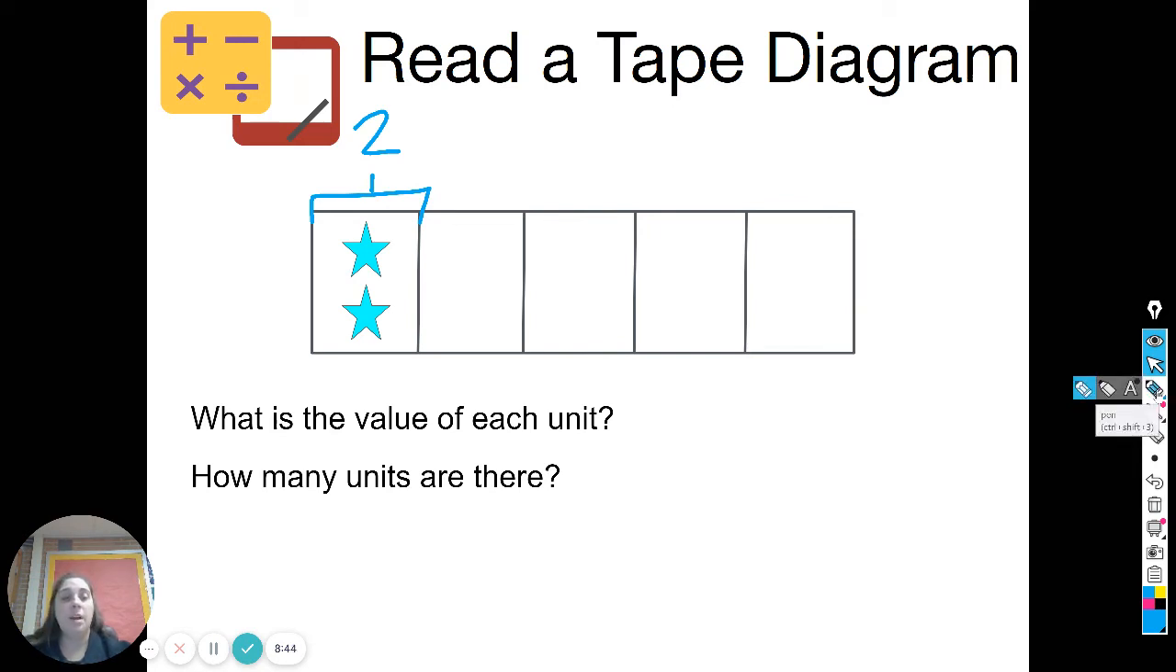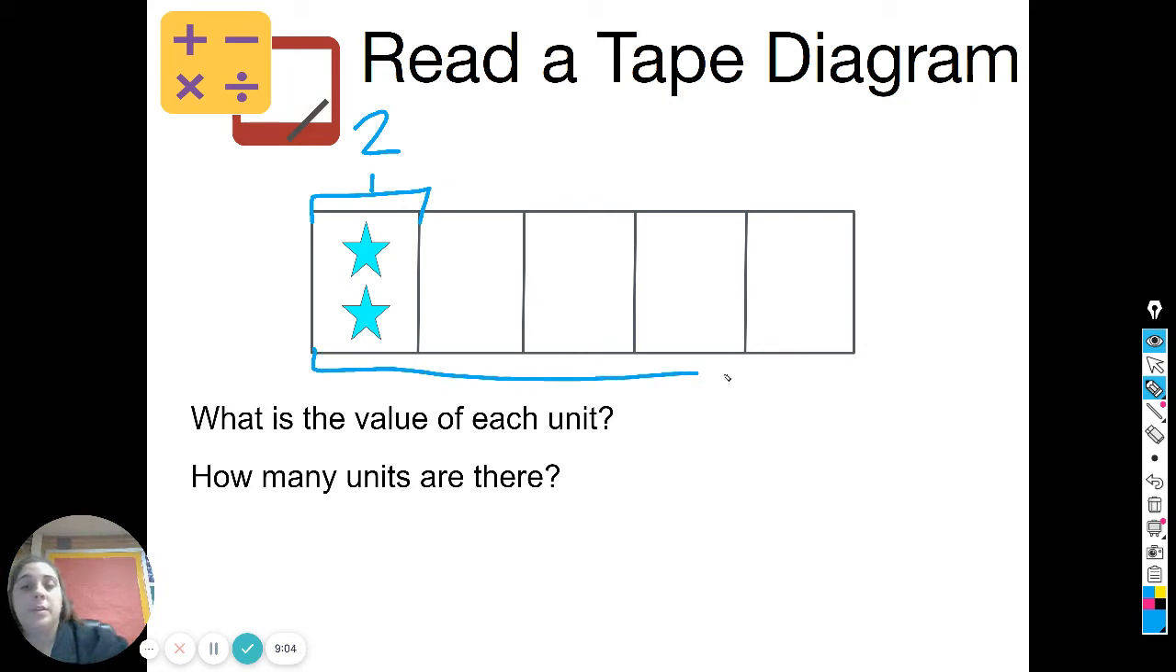How many units are there? Once again, show me with your fingers. How many units are there, or how many groups? There are 5 groups. 1, 2, 3, 4, 5.